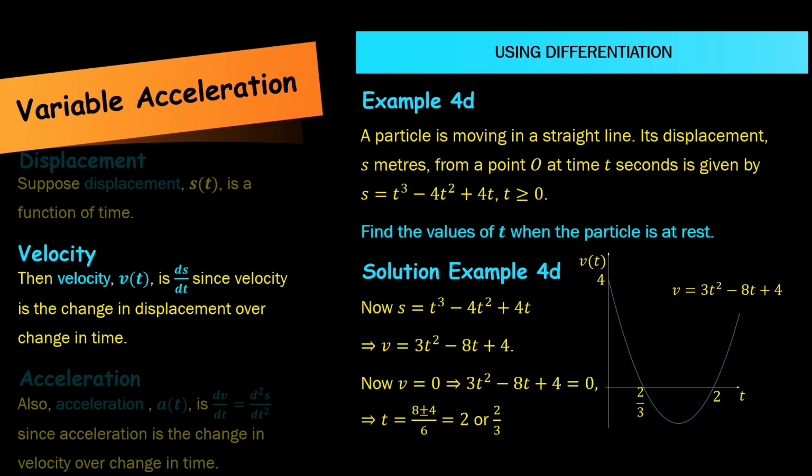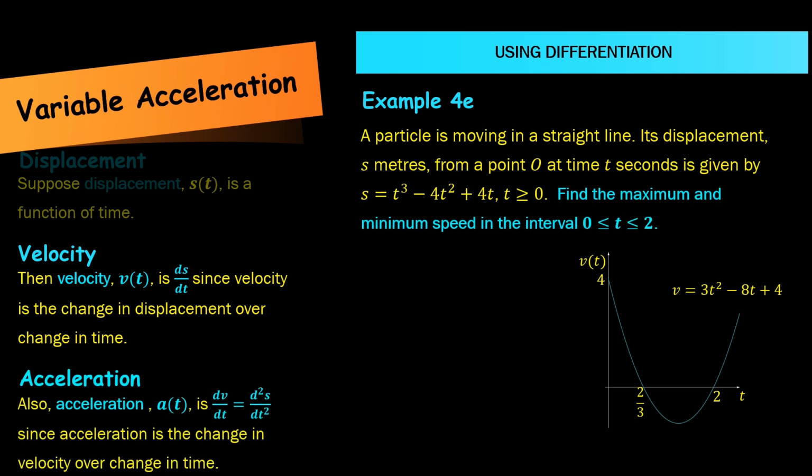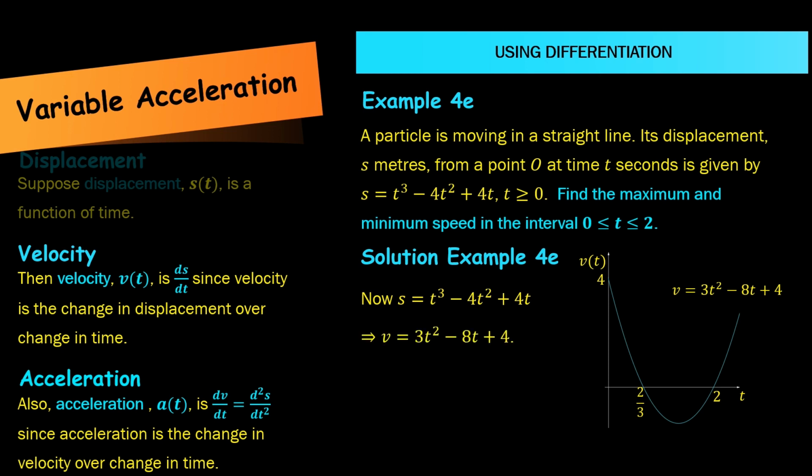For part E, we are required to find the maximum and minimum speed in the interval t between 0 and 2. So let's solve this. Here's our equation for s and our equation for v, and now also our equation for a. We've simply differentiated v.